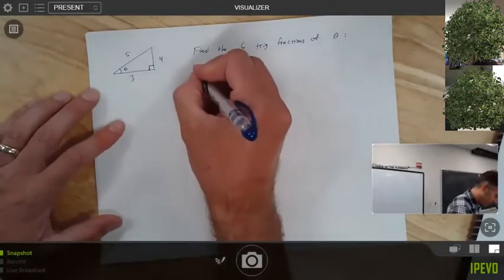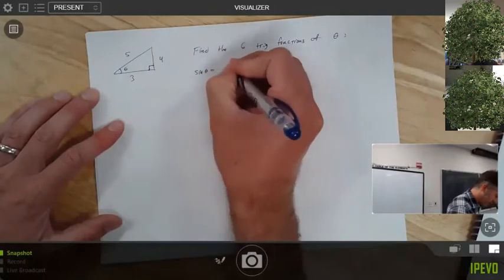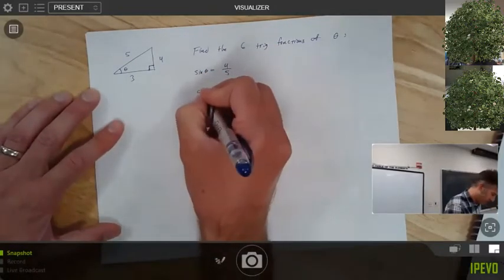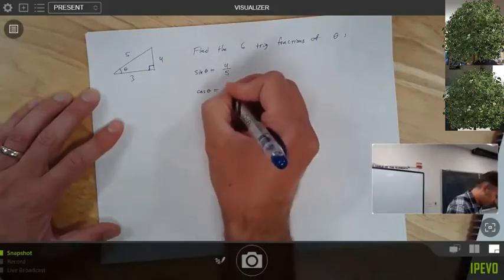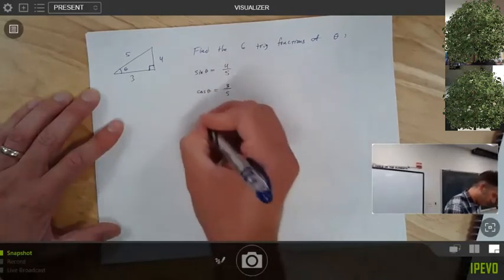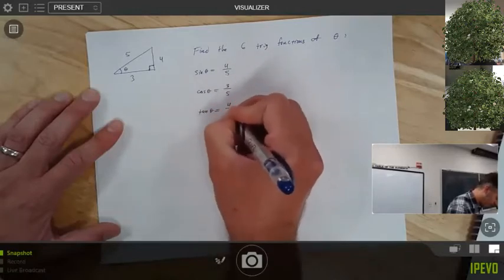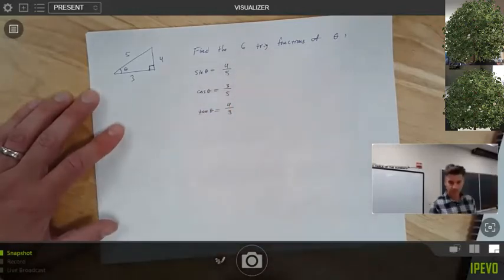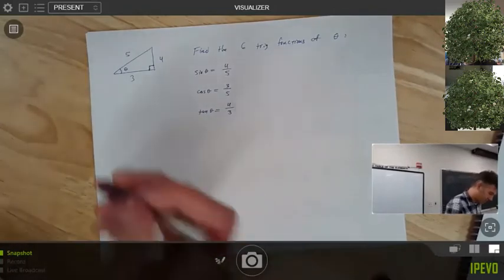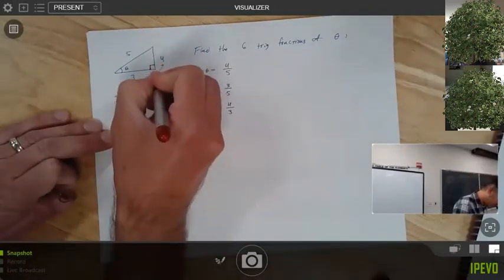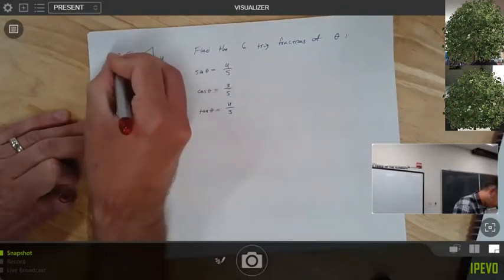We know that sine of theta is the opposite side over the hypotenuse side, and cosine of theta is the adjacent side over the hypotenuse side, and tangent of theta is the opposite side over the adjacent side. This is the adjacent, this is the opposite, this is the hypotenuse.